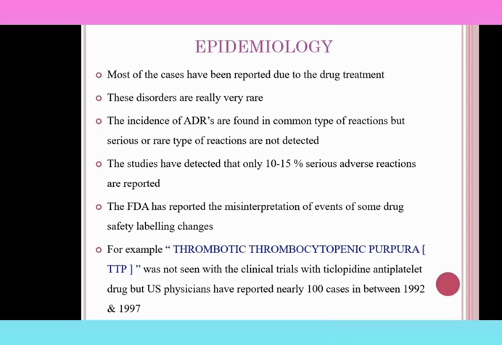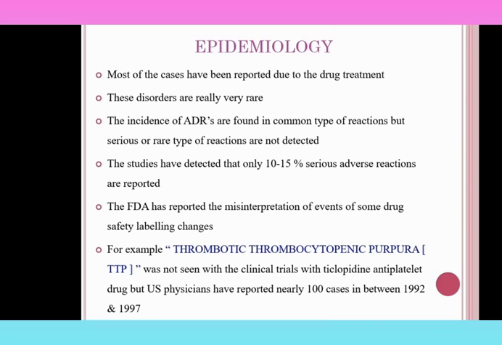The FDA has also reported misinterpretation of events in some drug safety labeling changes. For example, the thrombotic thrombocytopenic purpura reaction. This TTP reaction was actually not seen within the clinical trials. With which drug? Ticlopidine. Ticlopidine is an antiplatelet drug.